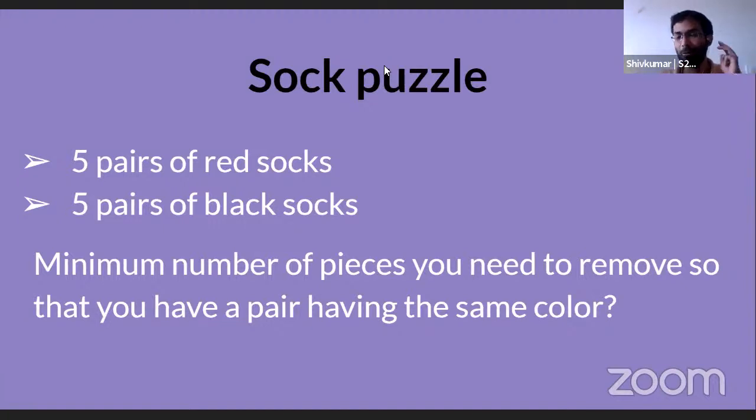Right. So I got a response of 3, right? Are you able to see why 3 is the minimum? Because if the first one is a red and the second one is a black, the third one has to be either a black or a red, and you have a pair, right?